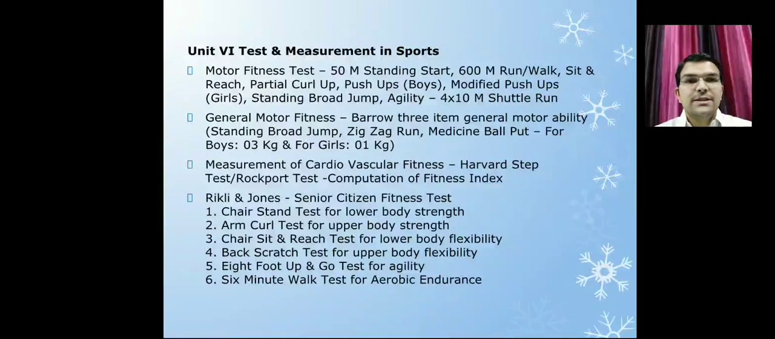Next unit is tests and measurement in sports. It's the sixth unit. In this unit, there are four different tests. The first is the motor fitness test. This test is focused on overall motor fitness testing of kids. The second one is the general motor fitness test. Under this topic, we are going to do the Barrow three-item general motor ability test.